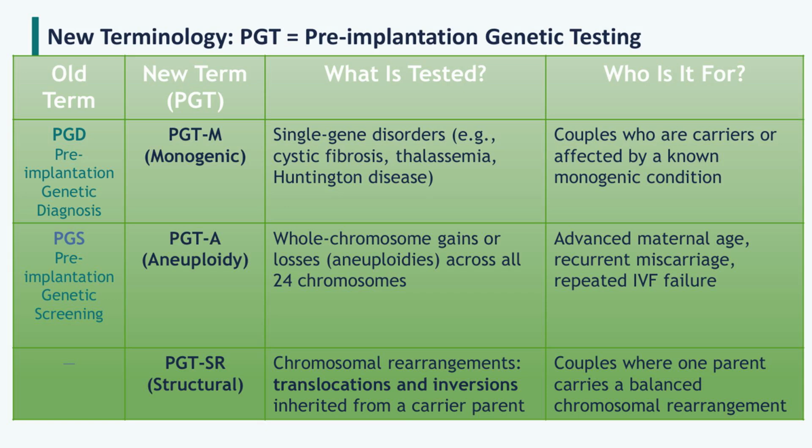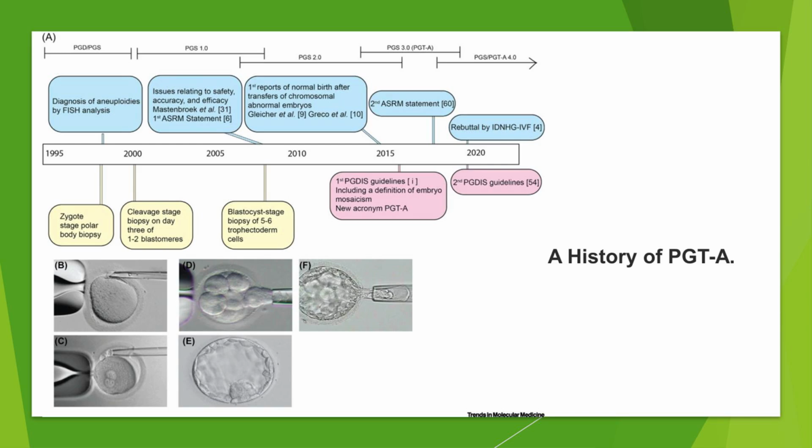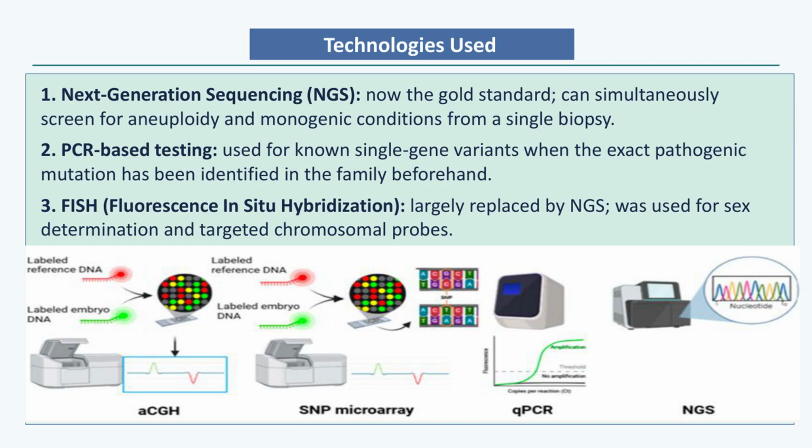New terminology in genetic testing helps clarify what is tested and who benefits, enhancing understanding and communication. The history of PGTA shows its evolution and the advancements in genetic testing over the years. Technologies like NGS, PCR, and FISH are crucial in genetic testing, each offering unique advantages.